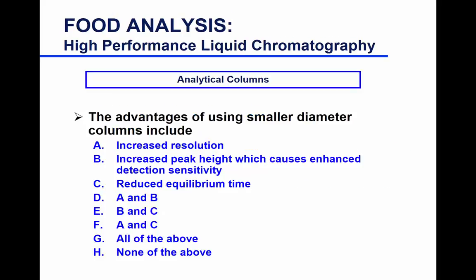So what is the advantage, or what are the advantages, of using smaller diameter columns? Agnes? Why? A and C. Why did you say all of the above?